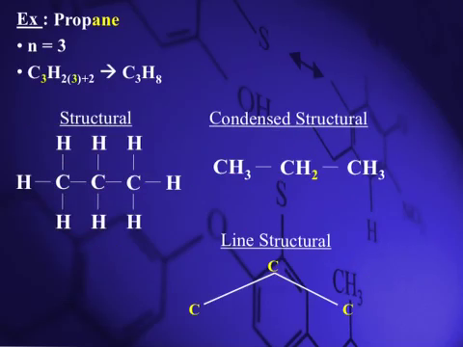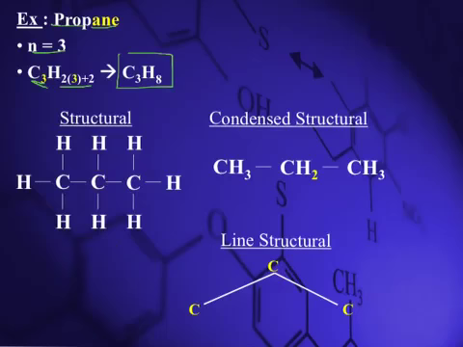Let's look at a slightly more complicated example, propane. The prefix prop indicates there are 3 carbons, and ane tells you this is a saturated hydrocarbon, which means that the carbon will be filled with the maximum number of hydrogens. If n equals 3, then 2n plus 2 is equal to 8, so the formula for propane is C3H8.